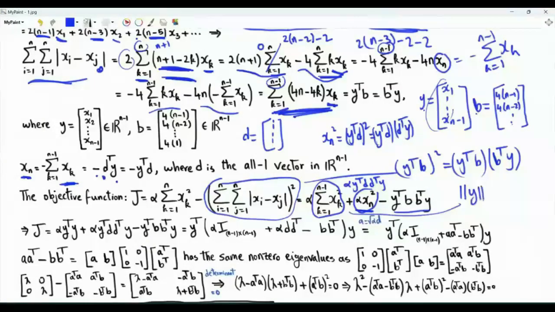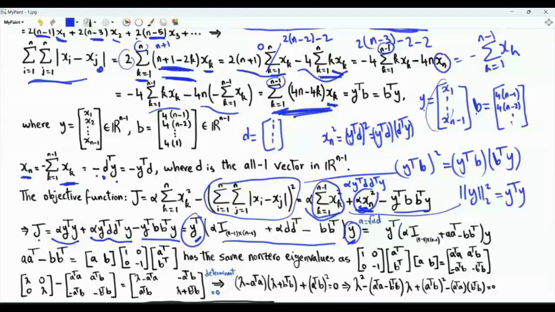What about the first term? This is the L2 norm squared of vector y, which is y transpose y. This term is alpha y transpose y. Alpha times xn squared is alpha y transpose d d transpose y. Finally, we subtract the square of the double sum. This is y transpose b, b transpose y. We can take y transpose as a common factor on the left, y as a common factor on the right. The objective function is just a quadratic form. It is a column vector transpose times a square matrix of size n minus 1 by n minus 1, and then the vector itself, vector y.